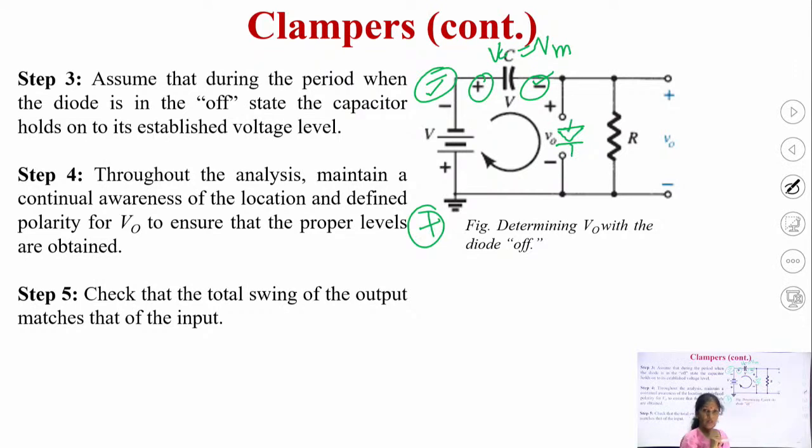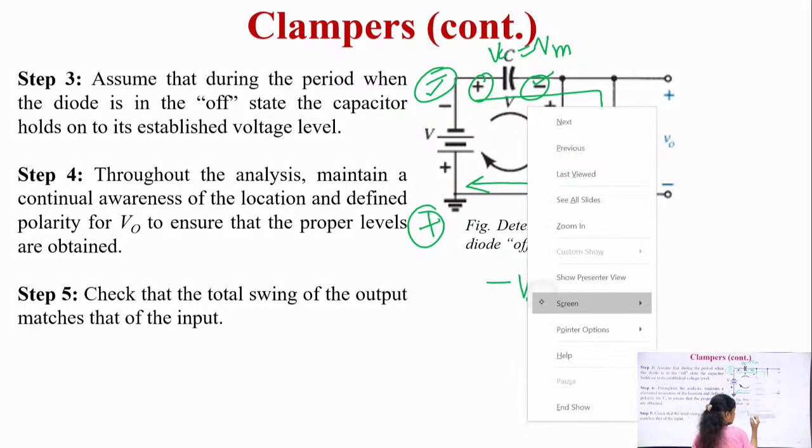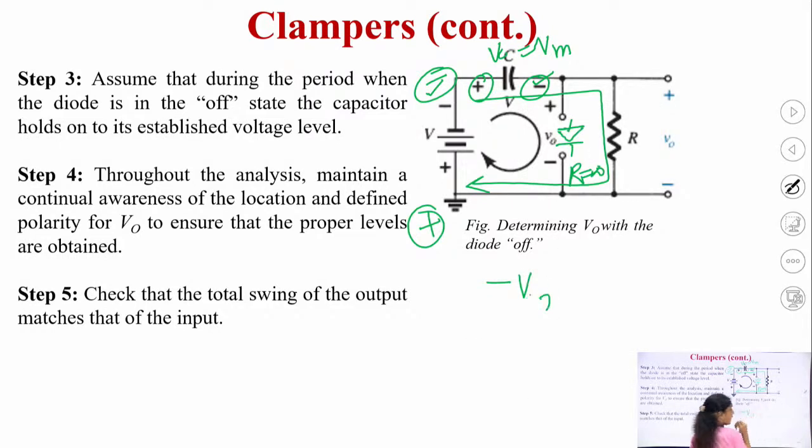So, if this diode is reverse bias, it will offer you infinite resistance, that means open circuit. When it will be open circuit, then your loop will be this. So, now we will write the KVL in the outer loop. So, if I write KVL, it will be minus Vm, because it is a rectangular waveform.